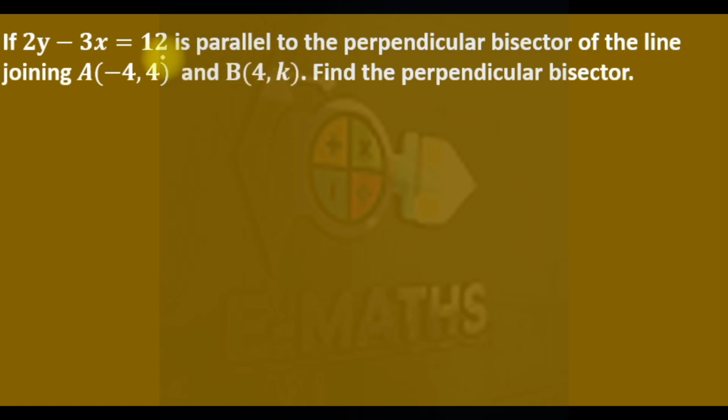So that's why they gave us extra information that this line is parallel to this. With this, we can get k. For this line to be parallel to the perpendicular bisector means the two must have the same slope. Remember, parallel lines have the same slope, but for perpendicular lines, the product of their slopes is equal to -1. So let's draw the diagram.